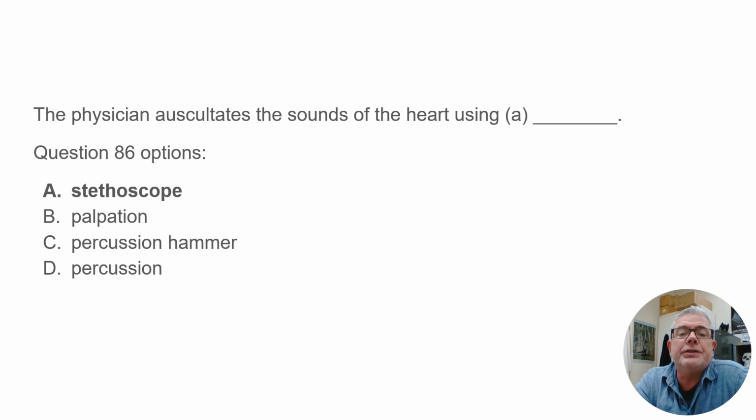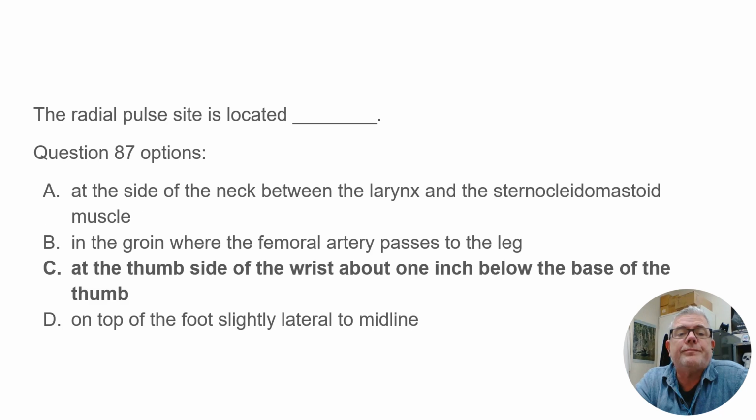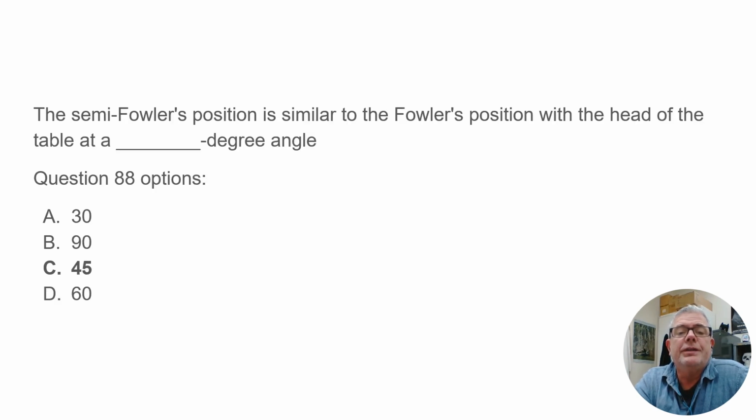The physician auscultates the sounds of the heart and lungs for that matter using a stethoscope. The radial pulse site is located at the thumb side of the wrist, about 1 inch below the base of the thumb. The semi-Fowler's position is similar to the Fowler's position, with the head of the table at a 45-degree angle instead of a 90-degree angle, which is the true Fowler's position.